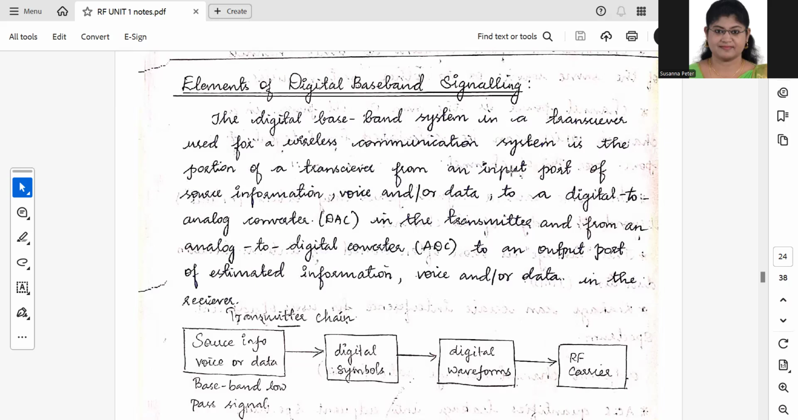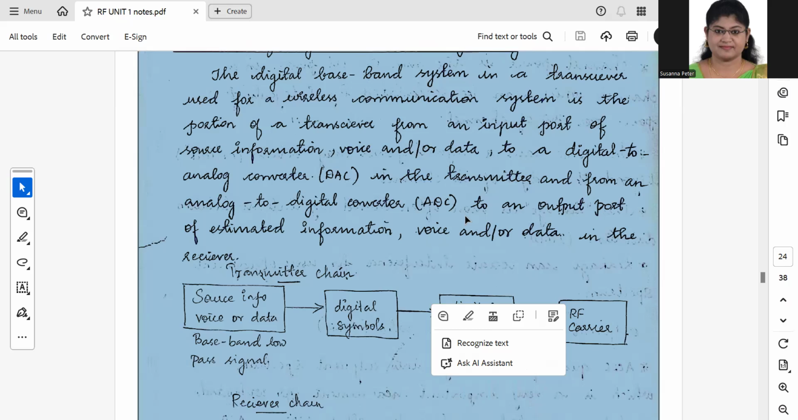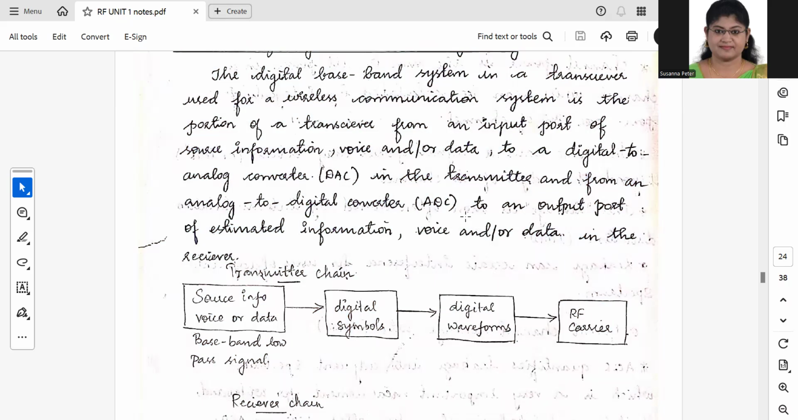So we have some components of a digital baseband system. What are they? We have a source encoder. We know what an encoder does: it converts the input data, for example text or audio, into a digital bit stream. So here our source encoder converts the input data into a digital bit stream, and it uses some compression techniques to reduce the redundancy in it.